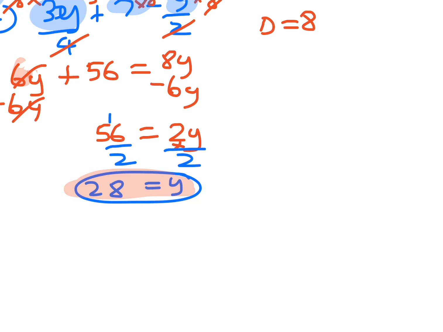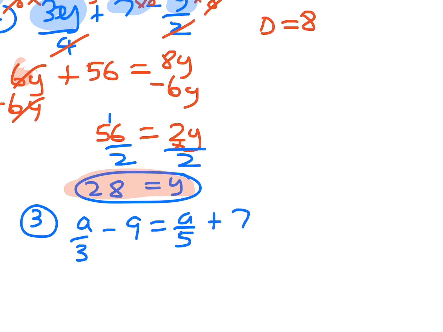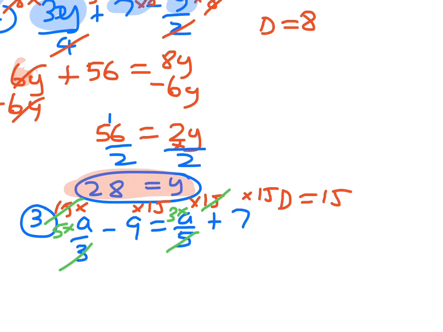Alright, so just looking at another one. So we're going to go a on 3 minus 9 equals a on 5 plus 7. So denominator's 15, so you go times 15, times 15, times 15, times 15. Then we're going to cancel. 3 into 15 goes 5 times. 5 into 15 goes 3 times.